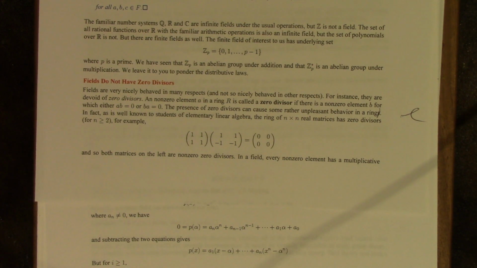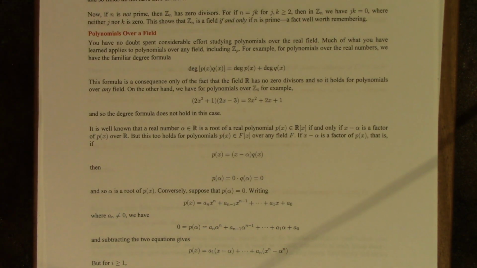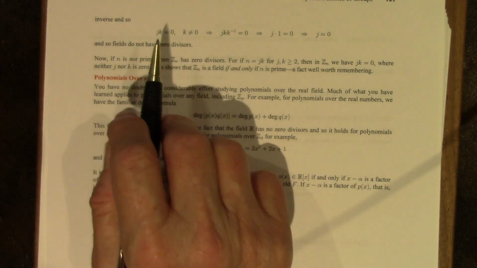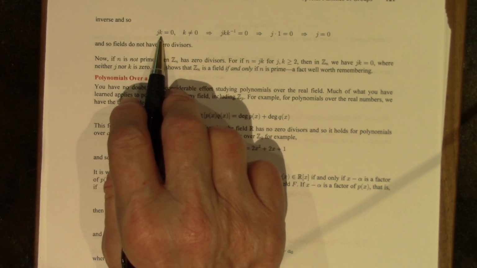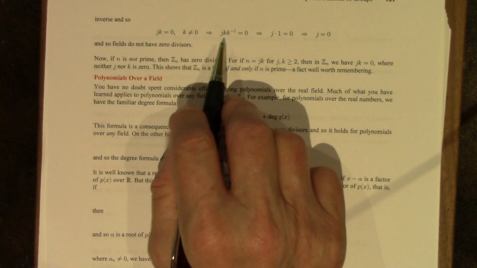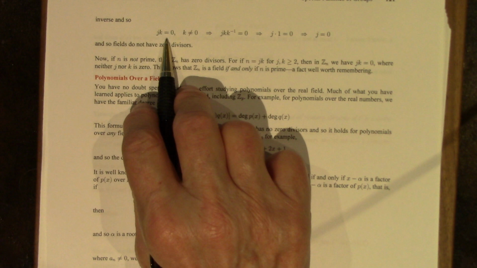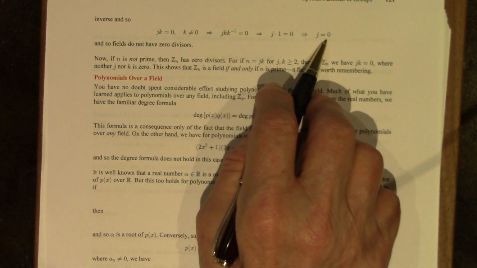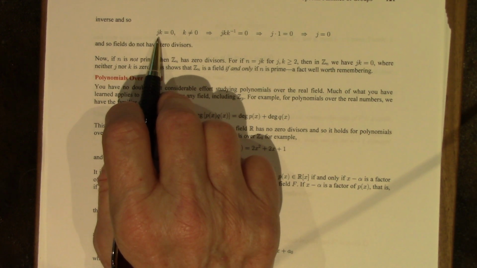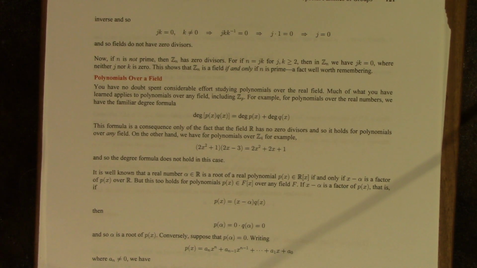Okay. In a field, every non-zero element has a multiplicative inverse, and so you cannot have 0 divisors. If the product jk is equal to 0 and k is not 0, then we just multiply both sides of this by k inverse, and we get j equals 0. So you can't have two non-zero elements of a field have their product equal to 0. No 0 divisors.